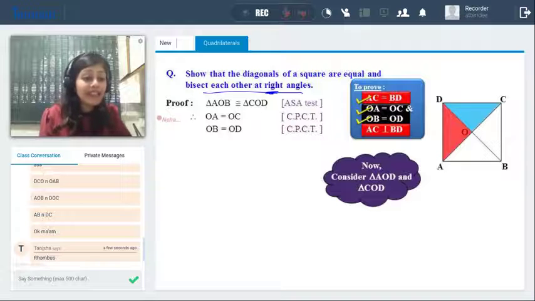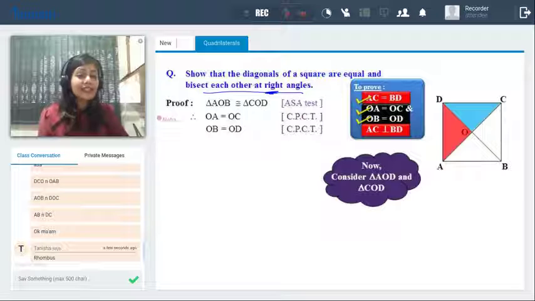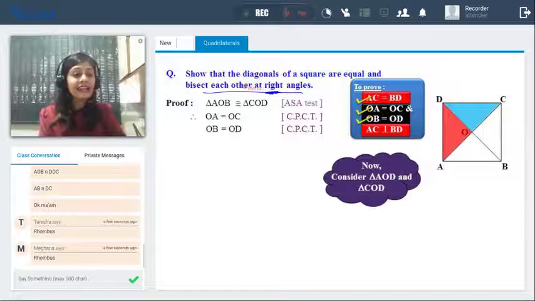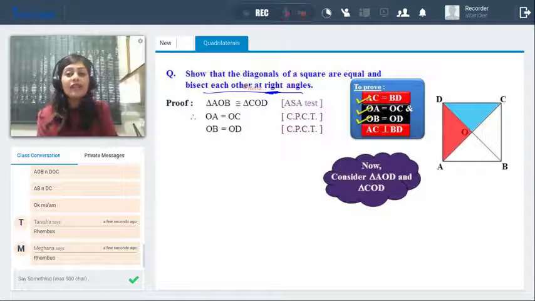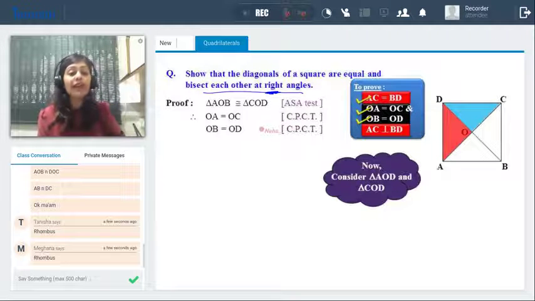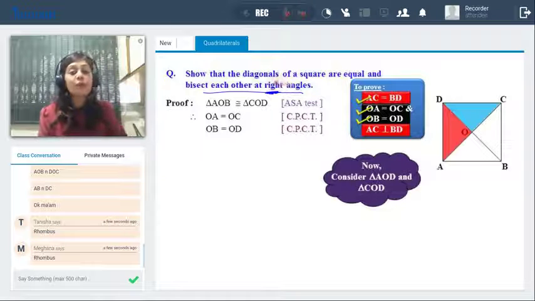So Tanisha, that's perfectly correct. Okay, I see someone typing. Yes, so definitely another quadrilateral which shares this property is the rhombus. Only for a rhombus, diagonals bisect at right angles. And like I said, yes, Meghna, that's perfectly correct. Thank you so much. So only for a rhombus, diagonals bisect at right angles. And like I said, every square is a rhombus. Every square has to use this property of the rhombus.